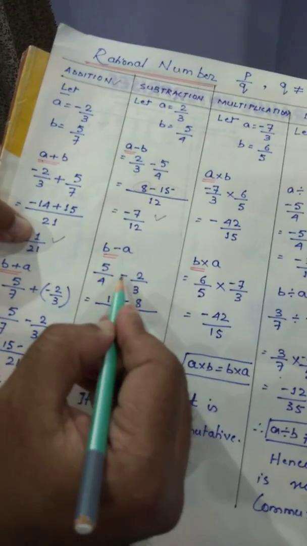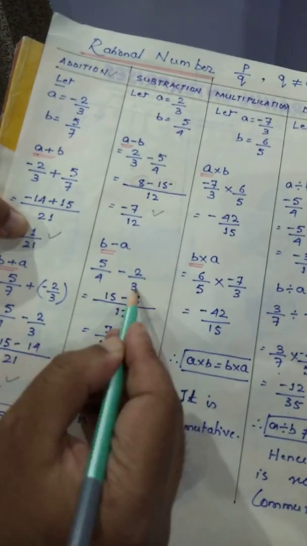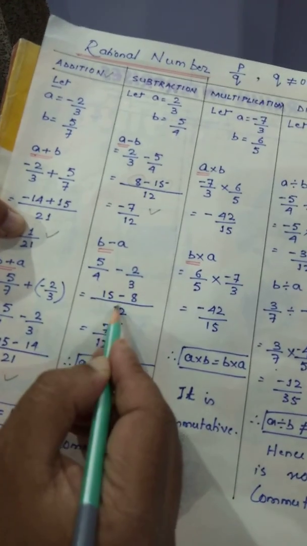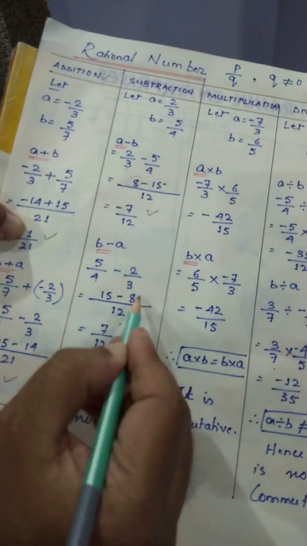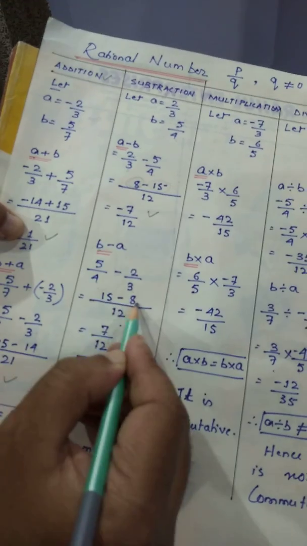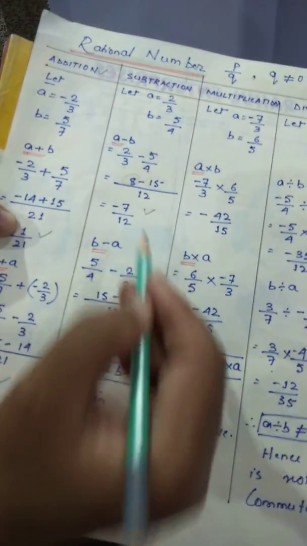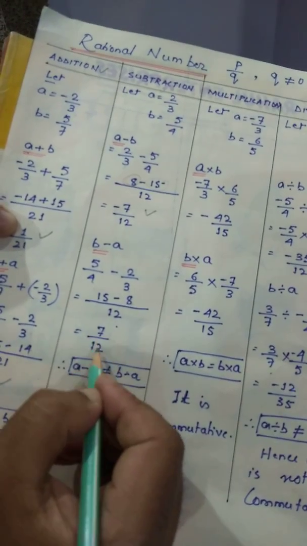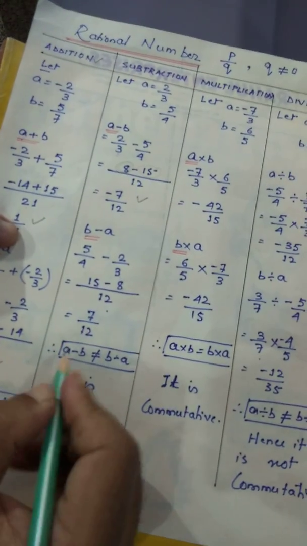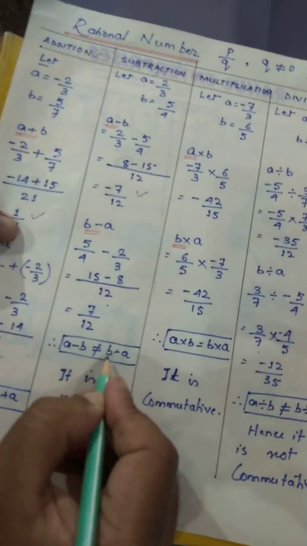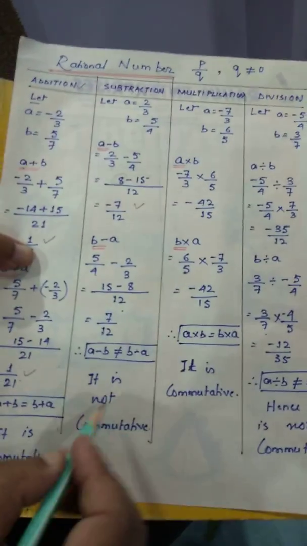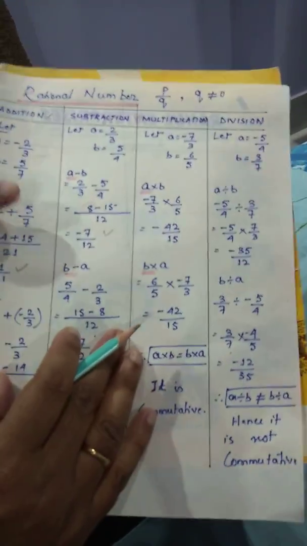When we change the order as B minus A, this time B is 5 by 4 minus 2 by 3. Again we'll have the same LCM, that is 12. Here we'll get 15 and here we'll get 8. So 15 minus 8 is what? 7 by 12. Previously we got what answer? Minus 7 by 12. But this time we got plus 7 by 12. So the answer is not matching. So we'll say A minus B is not equals to B minus A. So subtraction is not commutative for rational numbers.